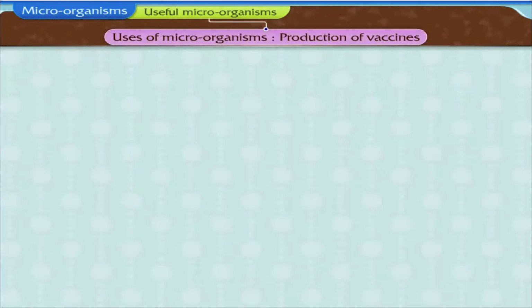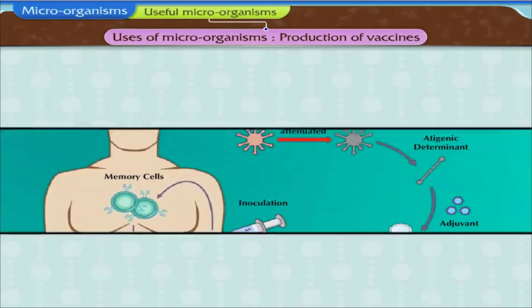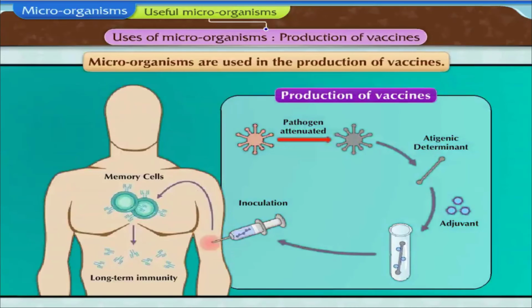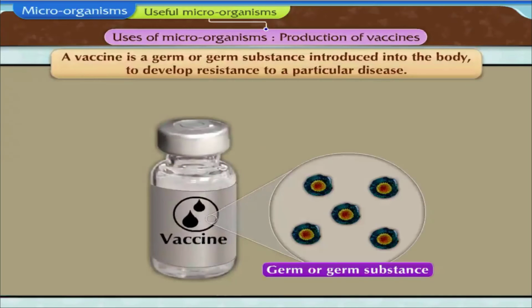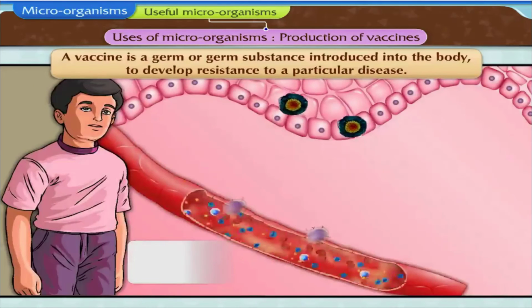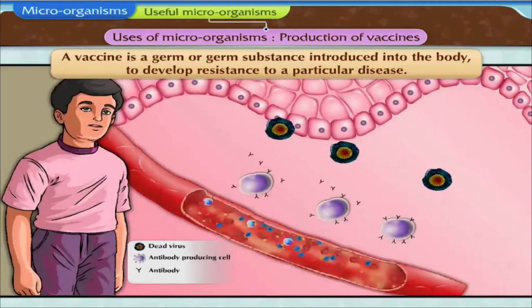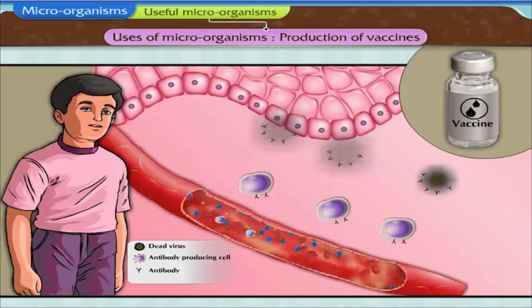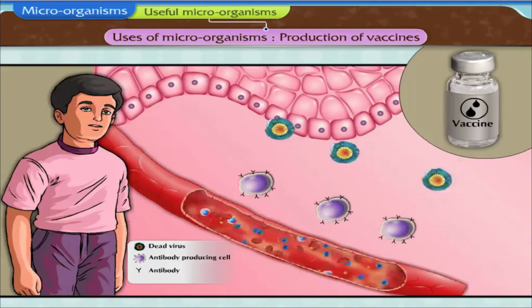Uses of microorganisms. Production of vaccines. Microorganisms are also used in the production of vaccines. A vaccine is a germ or germ substance introduced into the body to develop resistance to a particular disease. It is produced in a laboratory with the help of microbes that gives immunity against a particular disease.